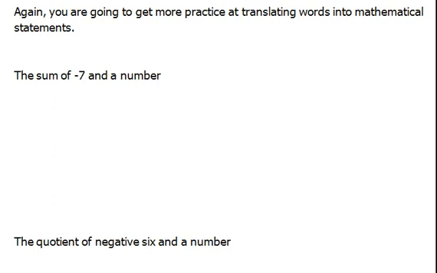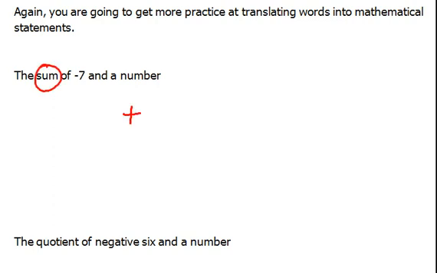Hopefully by this time you all are becoming old pros at translating from English sentences into mathematical statements. But let's practice again just to be sure that you've got the idea. In this problem, they're asking us to simply translate this using x instead of the word a number. So we have the sum of -7 and a number.